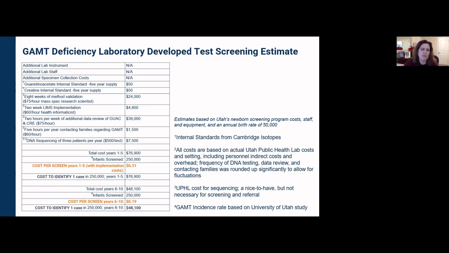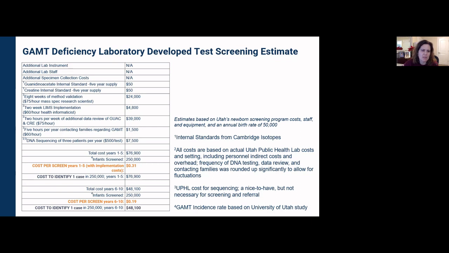Then we also added in the time for the additional review of the data weekly and contacting 5 families a year about a borderline result, and then sequencing 3 patients a year. And these are all very padded. We didn't sequence that many families in a year, but this is the highest possible rate, just so that we were very generous in our estimate.